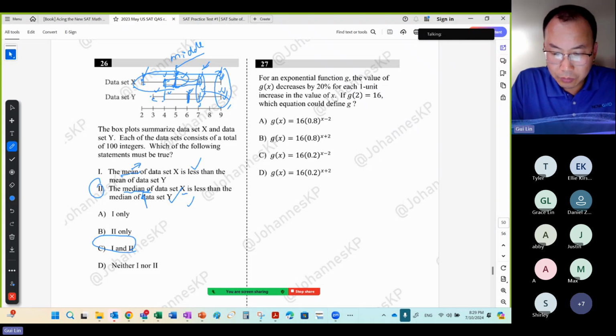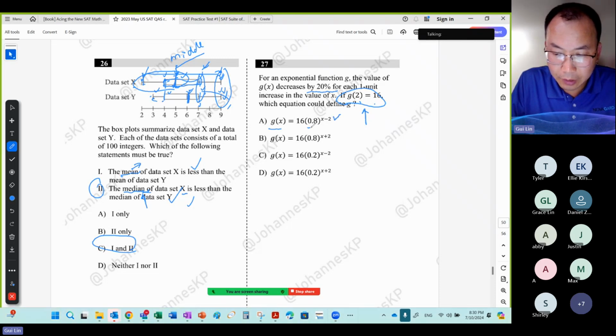All right, number 27. Oh, so you can see the options here. You can see the exponential function again. For exponential function g, the value of g(x) decreases by 20% for each 1 unit increase in the value of x. If g(2) equals 16, it's just like you need to put it in, you should find 16. Which equation could define g? So when you put it back, you should get 16. You can see this one can put 2 in. Here is x to the power 0 and you got 16. This one is not right. This one is not right. When we put 2 here, this is not equal to 1. So it's the last choice from these two.